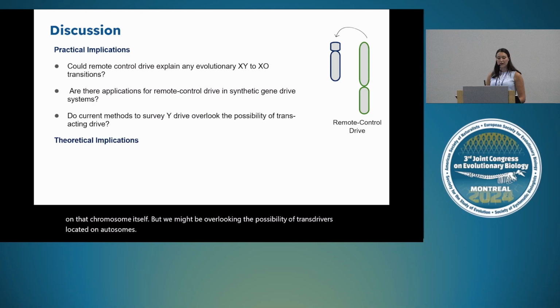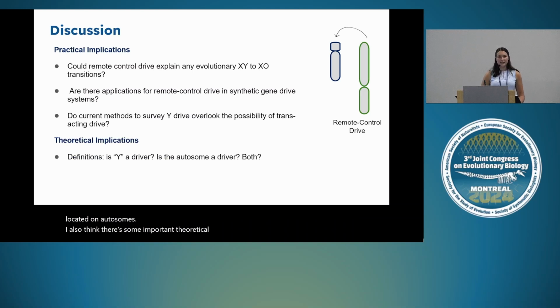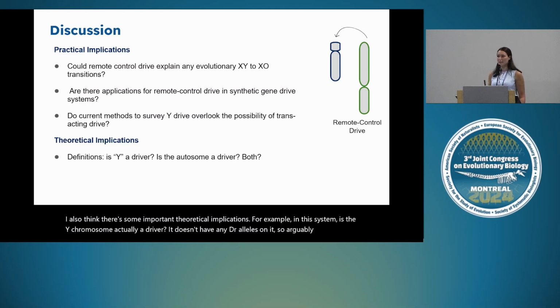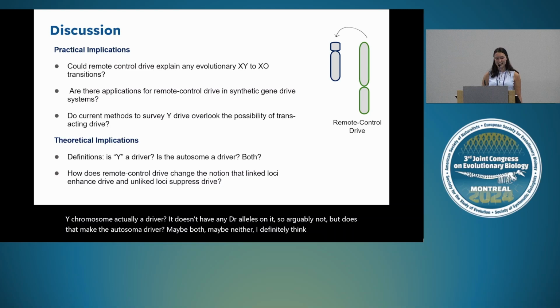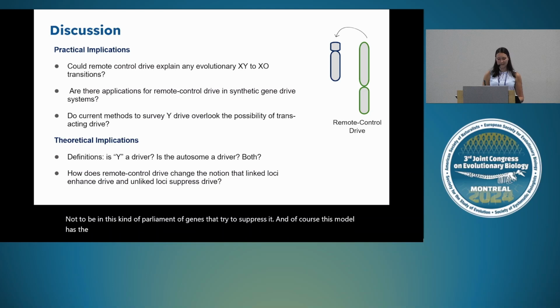I also think there are some important theoretical implications. For example, in this system, is the Y chromosome actually a driver? It doesn't have any drive alleles on it, so arguably not, but does that make the autosome a driver? Maybe both, maybe neither. I definitely think that's something interesting to consider. And then finally, how does remote control drive change the notion that linked loci enhance drive, so those loci that are closely linked to the driver, have usually been thought to be kind of part of its team, whereas unlinked loci are usually thought to be in this kind of parliament of genes that try to suppress it. And of course, this model has the exact opposite happening.